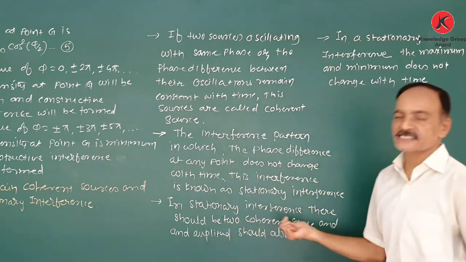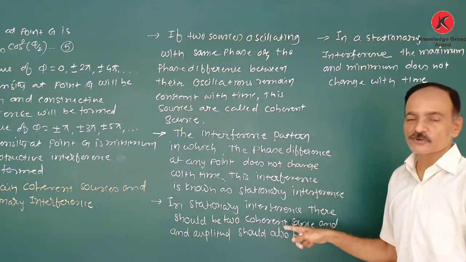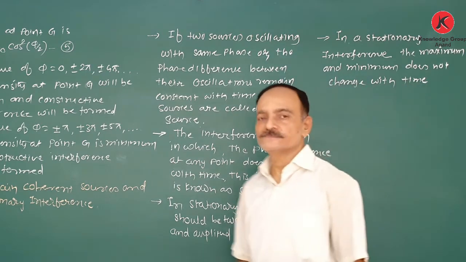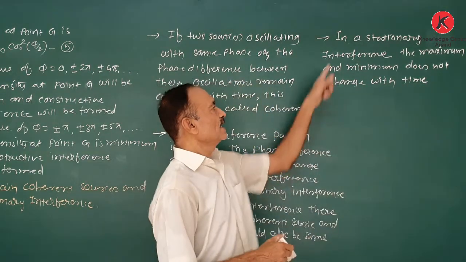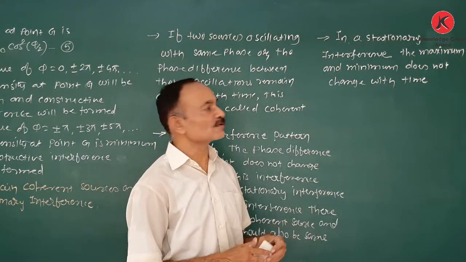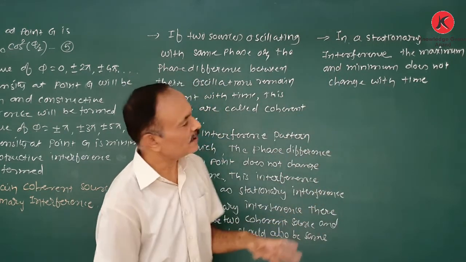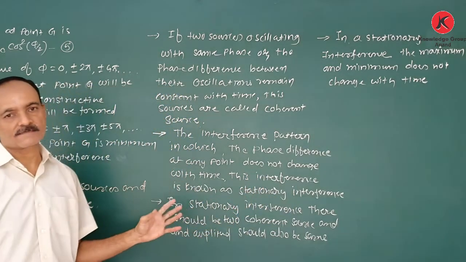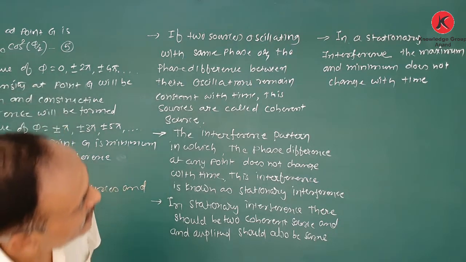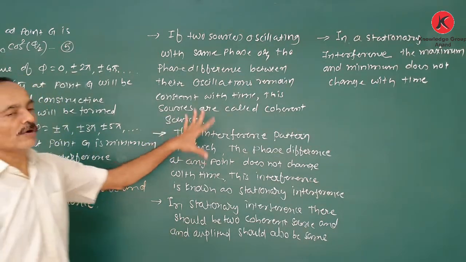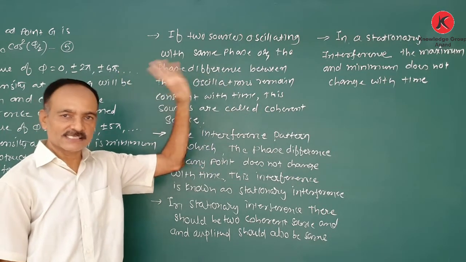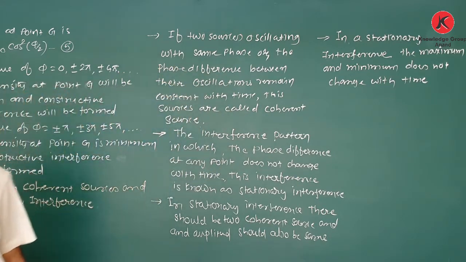Also, in stationary interference, the sources should be coherent and the amplitudes must be the same. One more thing, in stationary interference, the positions of the maxima and minima do not change with time. So that is stationary interference. After that, we are going to discuss the incoherent sources and the equation for incoherent sources. Clear this? Okay.